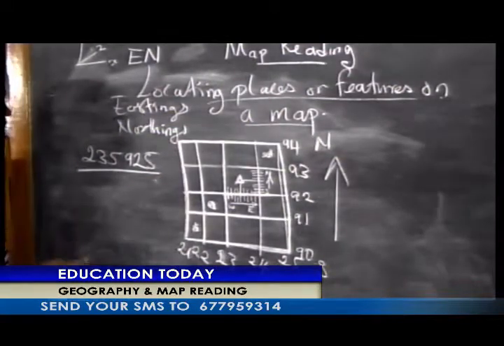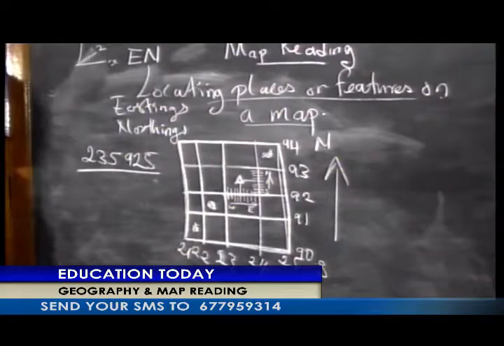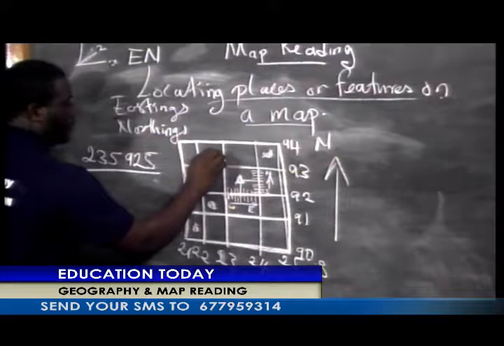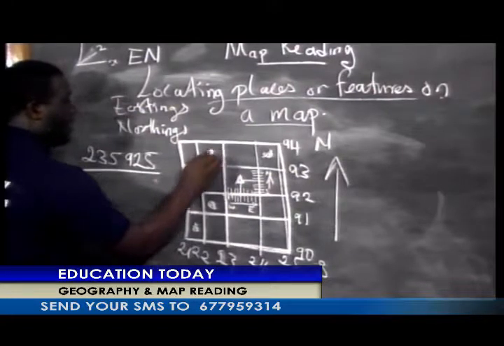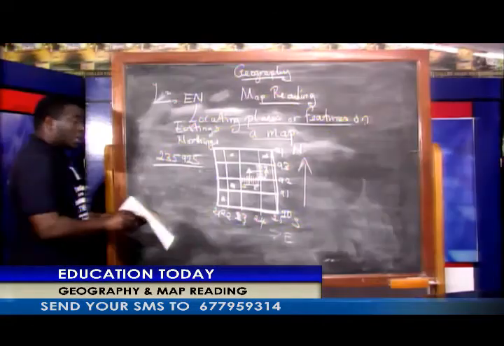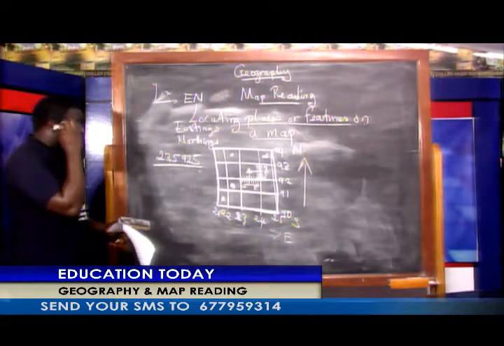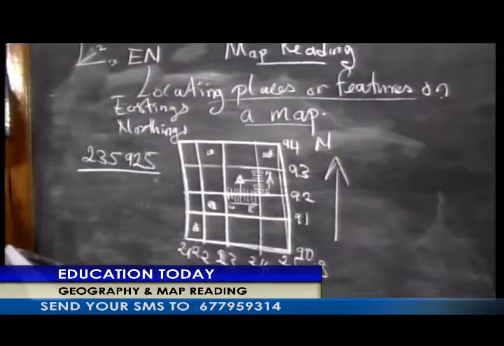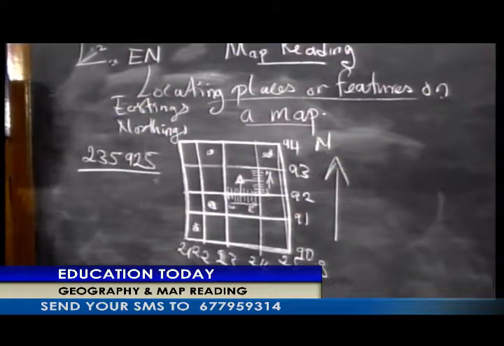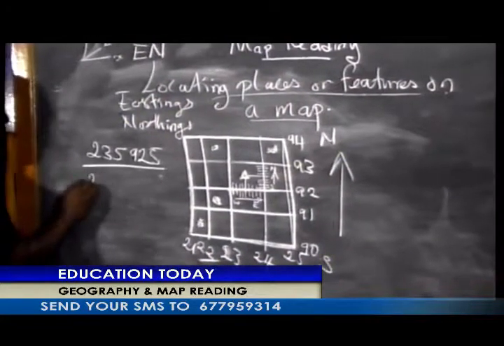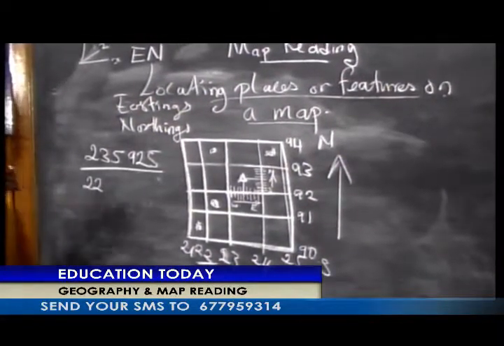I'll take another example again, of how we can get a 6-figure grid reference. This is our feature. We have a query. We want to locate that query. How then do we locate the query? It is pretty easy to locate the query using our 6-figure grid reference. The first thing we do is we start with the easting first. We have 22, and we're going to break it down.